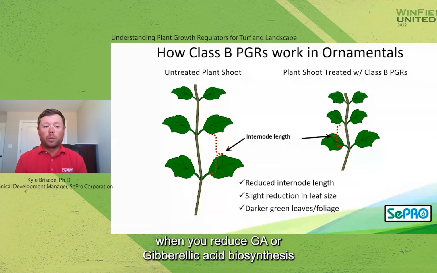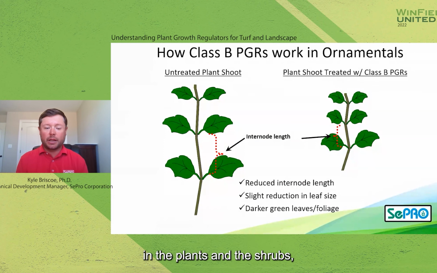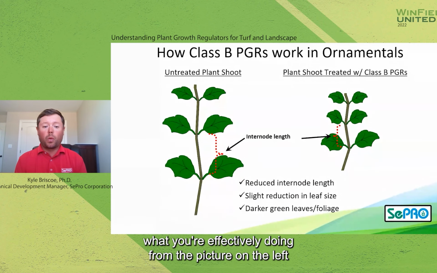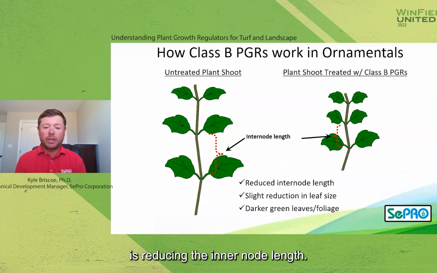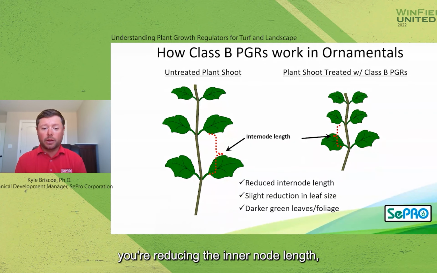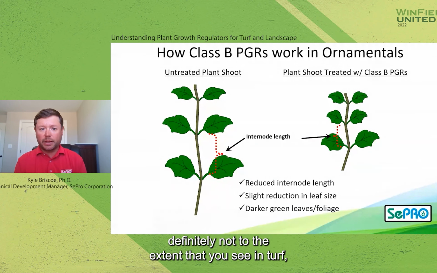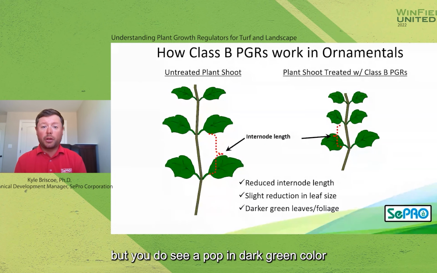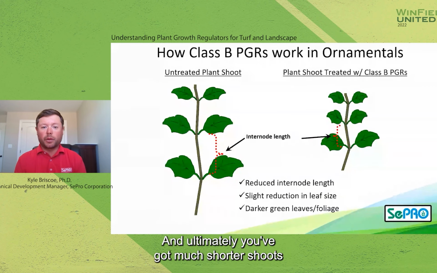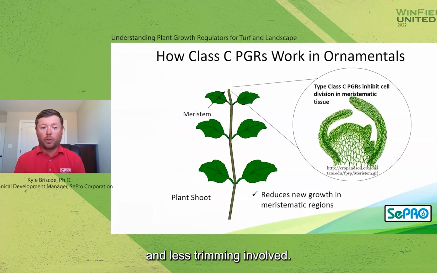from a plant level when you reduce GA, or gibberellic acid, biosynthesis in the plants and the shrubs? What you're effectively doing from the picture on the left to the picture on the right is reducing the internode length. So you're shortening those cells, you're reducing the internode length, you reduce the size of the leaves a little bit, definitely not to the extent that you see in turf, but you do see a pop in dark green color from that reduction in leaf size, and ultimately you've got much shorter shoots and less trimming involved.